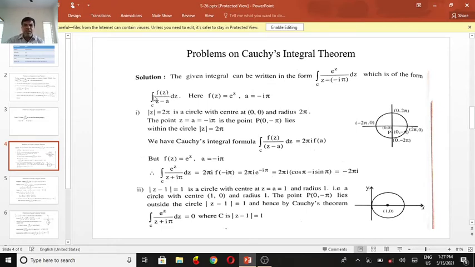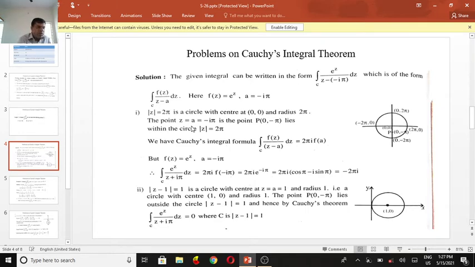That is, the integral of f of z divided by z minus a dz, where f of z is e to the power z and a is minus pi i. In the given problem, mod z equal to 2 pi is a circle with center 0 comma 0 and radius 2 pi. So the point z equal to a is minus i pi.